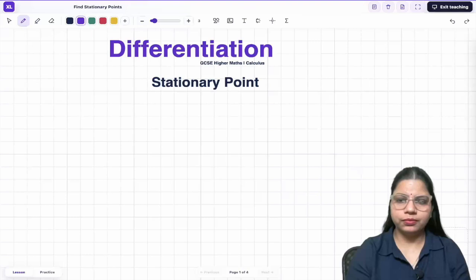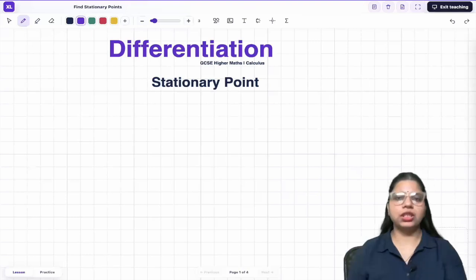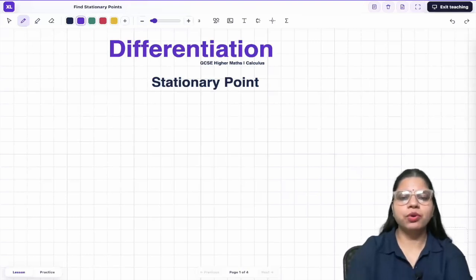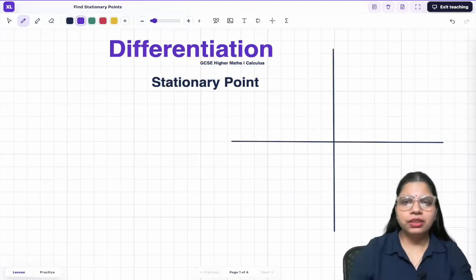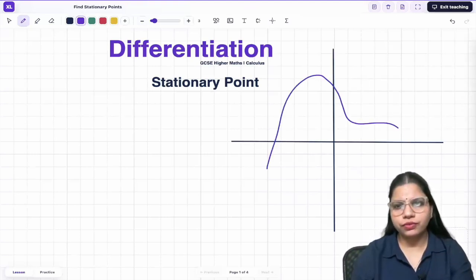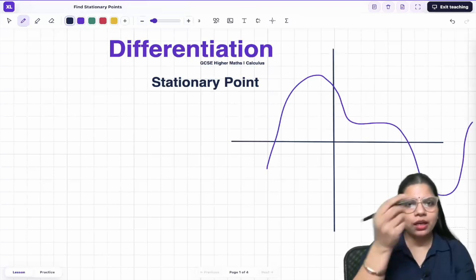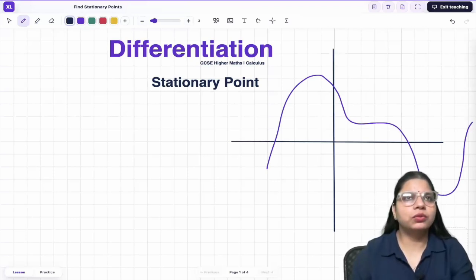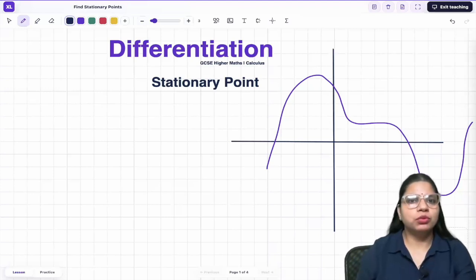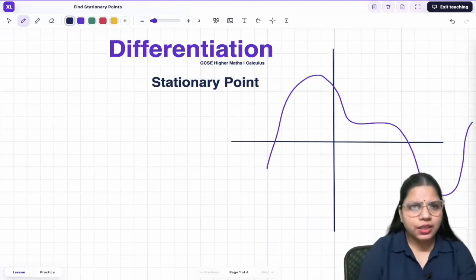In this lesson, we are going to be talking about stationary points. So what is a stationary point? Say, for example, if I just quickly draw a curve, something like this, right? A stationary point is where there is gradient zero. So what are the places where we are getting the gradient zero?